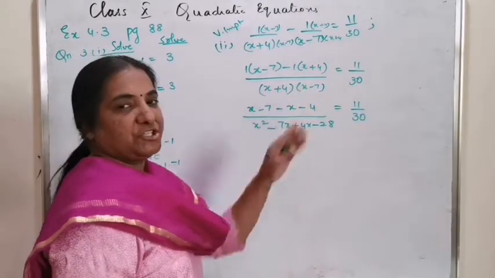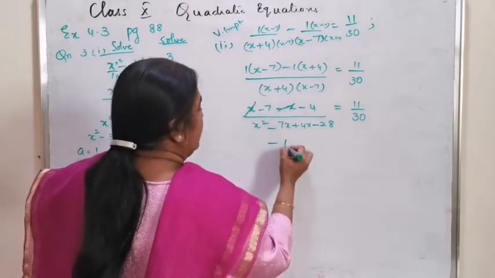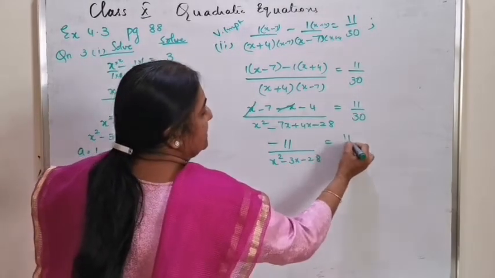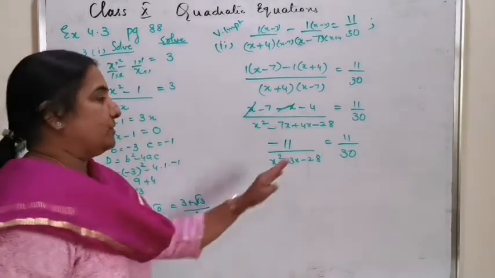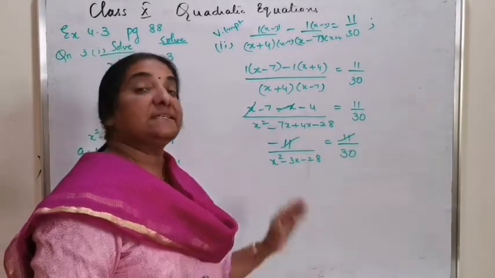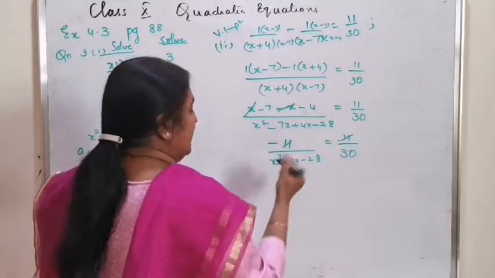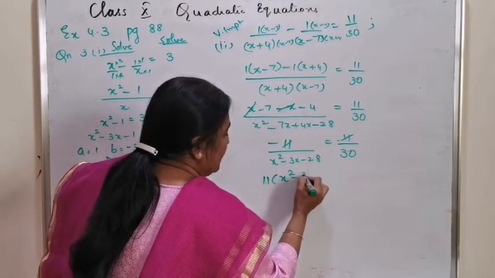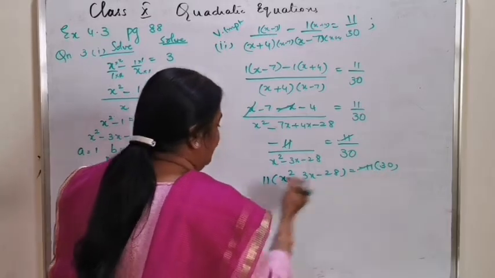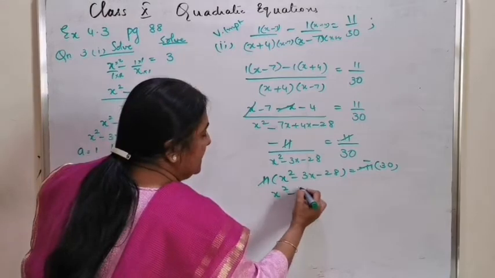Like a binomial expansion, positive x and negative x are getting cancelled. Minus 11 by x square minus 3x minus 28 is equal to 11 by 30. When you reach this step, if you cancel this minus 11 from both sides, it is easy to proceed. Even otherwise, in the next step when you cross multiply, it will get cancelled. Or 11 into x square minus 3x minus 28 minus 11 into 30. Don't forget to cancel, there is a negative sign here, so that the workout will be easy.